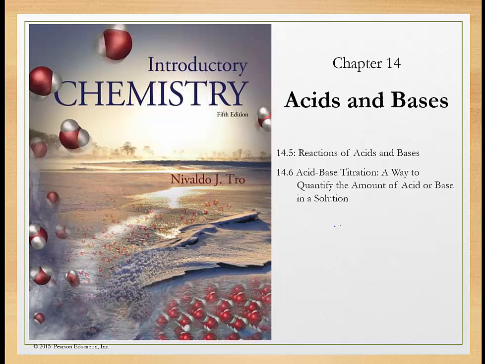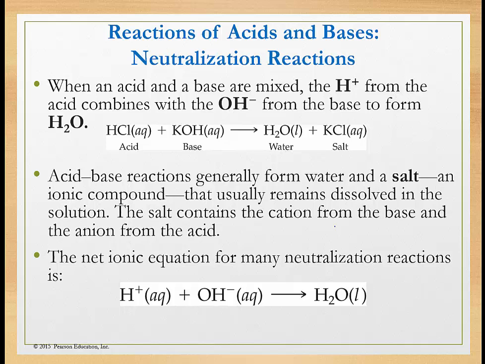In the next section of chapter 14, we'll look at some reactions of acids and bases and then the idea of acid-base titration. We already talked a little bit about neutralization reactions. So when we mix an acid and a base, we get the proton from the acid combining with the hydroxide from the base, and it forms water and some kind of a salt, generally, from the unused anion and cations from the acid and the base.